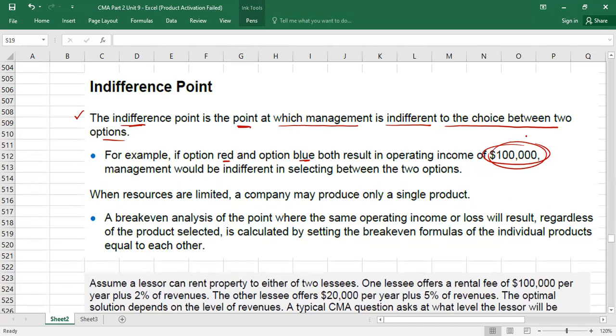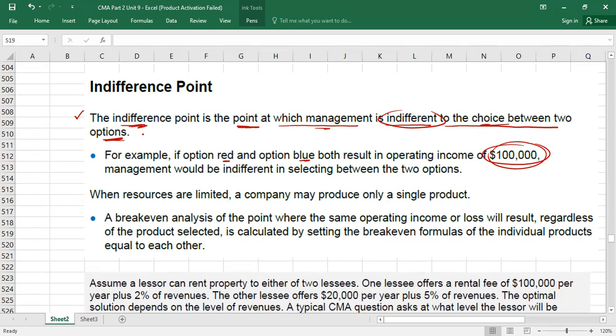Now obviously, guys, if you have to choose one, it does not matter for you, right or wrong, based on the facts, based on the profits. Either you will choose A or you will choose B. It is not going to make any difference for you. So if you are in a situation where you have two options and both options give you the same result, you can choose option A or option B. This point is called the indifference point. The indifference point is the point at which management is indifferent to the choice between two options, because both options give you the same result. Either you can choose A or B.